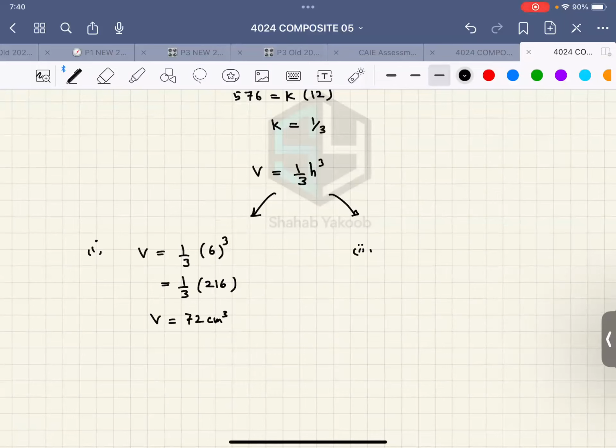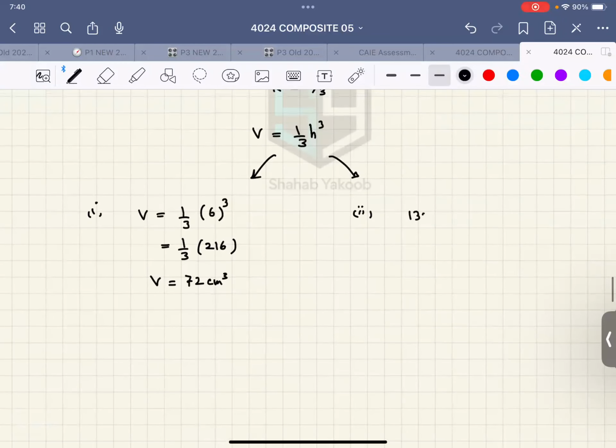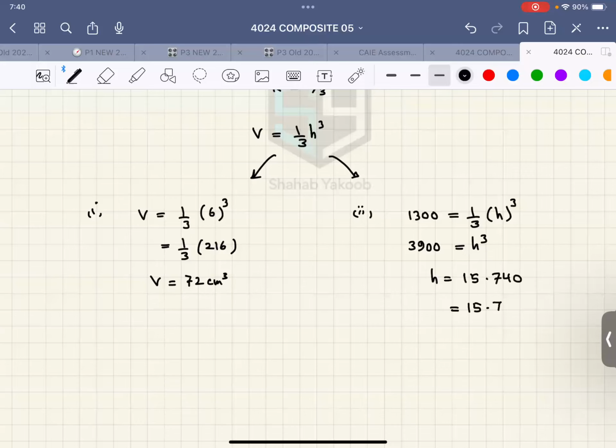And part 2, volume is 1/3 H cubed, but this time the volume is 1300. I'm looking for the depth. 1300 equals 1/3 into H cubed. 3900 is H cubed. Therefore, H is the cube root of 3900. So let me use the calculator. The cube root of 3900 is 15.740. Therefore, this is 15.7 centimeters. That's the value of H.